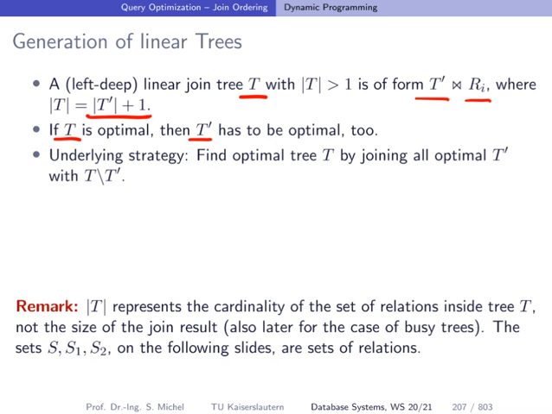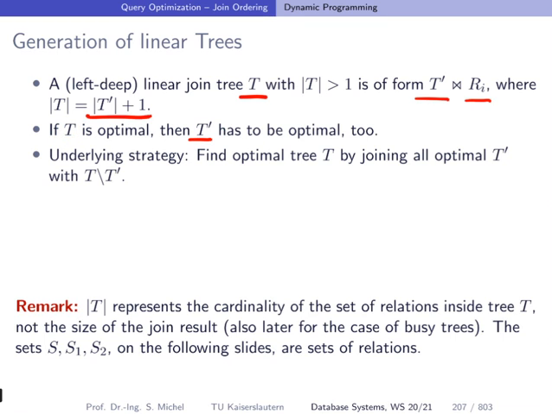Yeah, this is what the optimality principle says. So if T is optimal, but T prime would not be optimal, we could replace T prime by the optimal tree for solving the same problem as T prime is solving, and then we found a tree which is cheaper than T, which conflicts with the assumption that T is optimal. So if T is optimal, then the subtree T prime has to be optimal too.